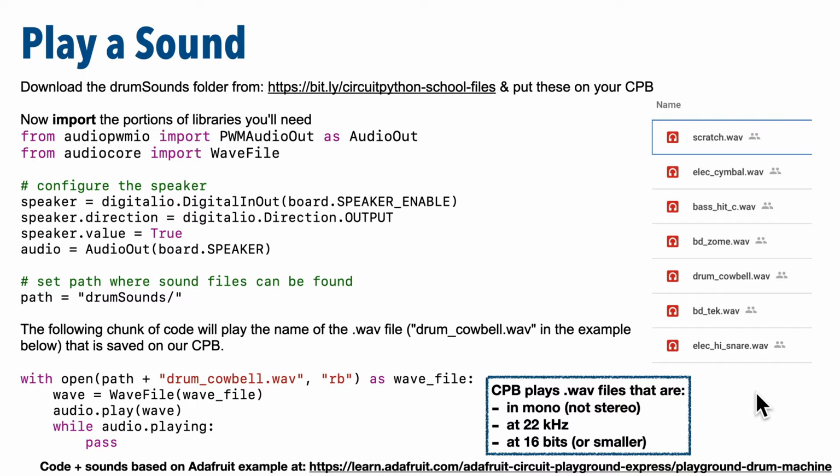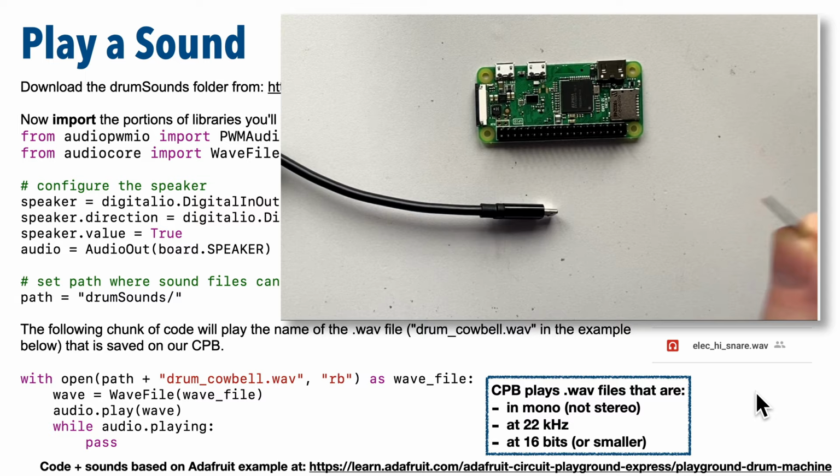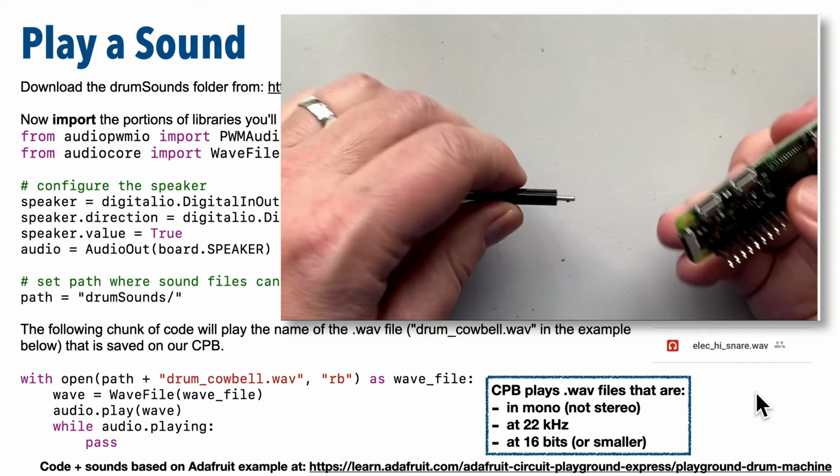Now, while a CPB doesn't have much storage, if you use CircuitPython on a device like a Raspberry Pi, the Pi has a micro SD card with multiple gigabytes of extra storage. So if you want to do work with lots of sound files or large sound files, the Pi would be a better choice. Also, MP3 playback sounds better on the Pi, so you can get away with compressed audio files too.